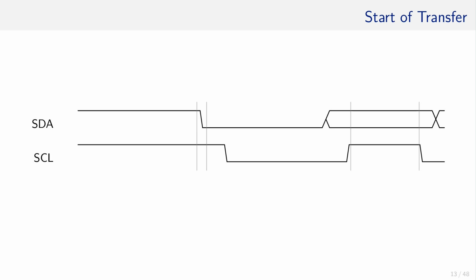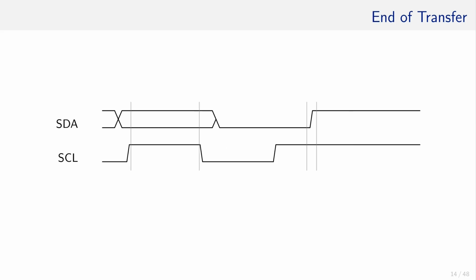Here we zoomed into the start condition. First, SDA changes from high to low before SCL follows, indicating the start condition. And the end of transfer condition is the reverse of the start condition. First, SCL toggles from low to high, after which SDA is released. This is also called the stop condition.